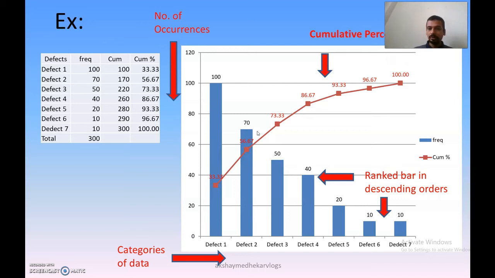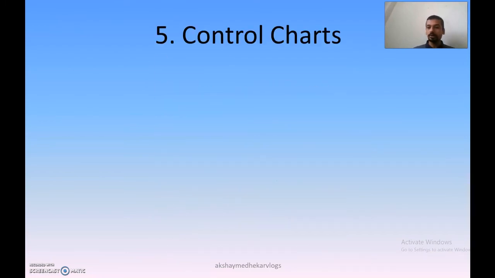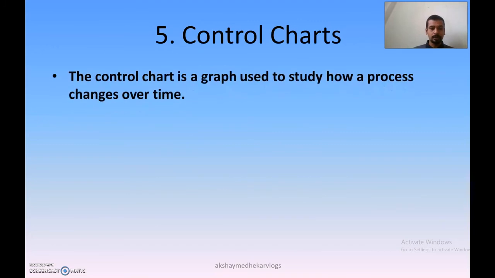Now we'll move to the next quality control tool, the control chart. It is also most widely used in the production line. The control chart is a graph used to study how a process changes over time. Data are plotted in time order.